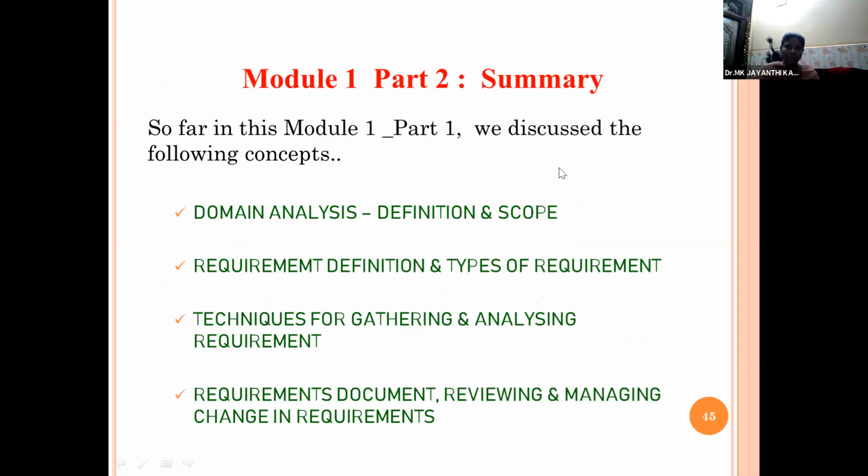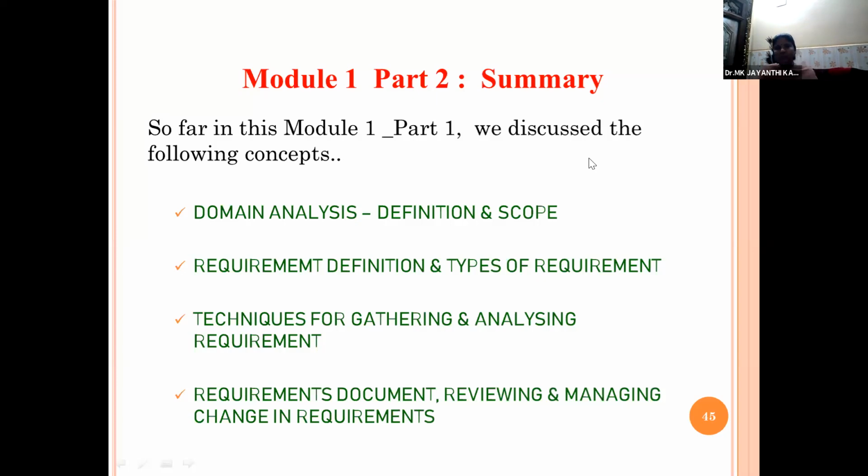In part 2 of module 1, we discussed domain analysis, its definition and scope, then requirements definition, what requirements are, and different types of requirements like functional requirements, non-functional requirements and other types, requirements gathering, and analysis. Then we discussed the requirements document, reviewing and managing changes in the requirements. These are the topics related to requirements analysis that we discussed in part 2 of module 1.